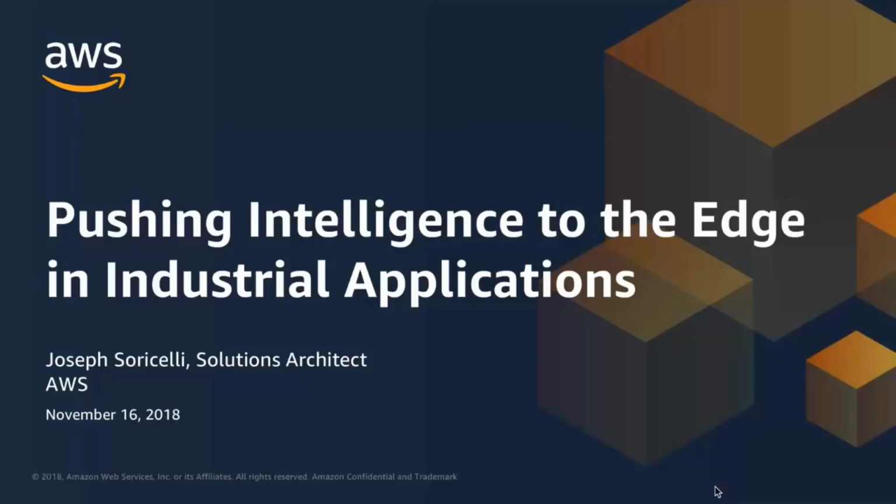We'll be talking about intelligence at the edge for industrial IoT applications. My name is Joe Sorcelli. I'm a solution architect at AWS and our Global Accounts Division. I work with global customers around the globe for industrial IoT solutions.